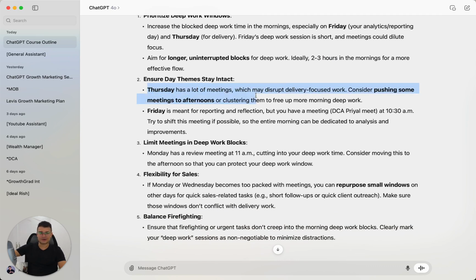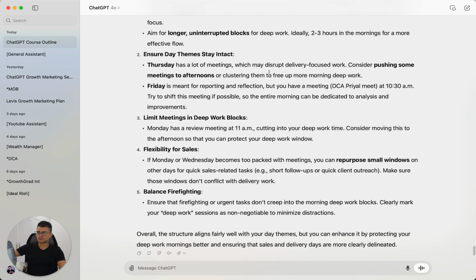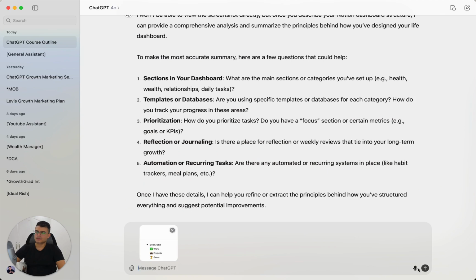Thursday has a lot of meetings, like it says. Like I said, a lot of work will get piled up. Consider pushing some meetings to the afternoons. So this is an example of how you can give a simple screenshot, and based on that, you could get a more ideal output from ChatGPT.